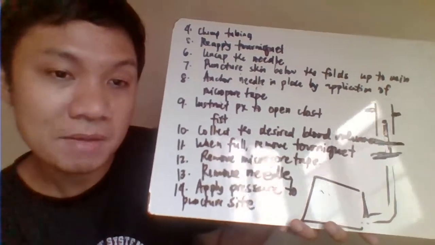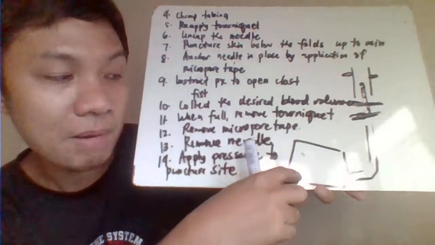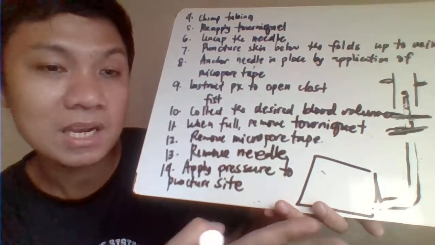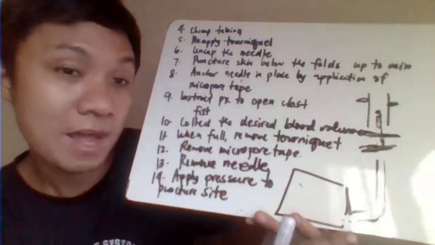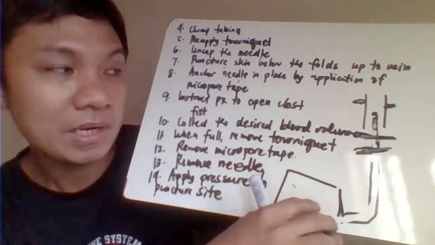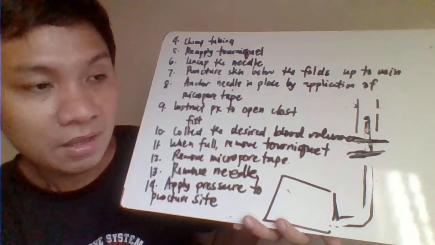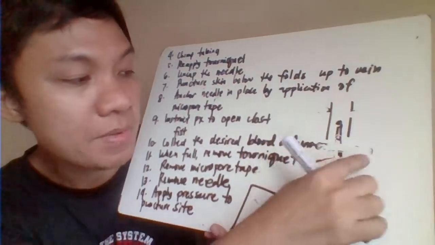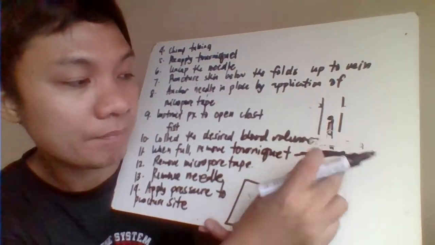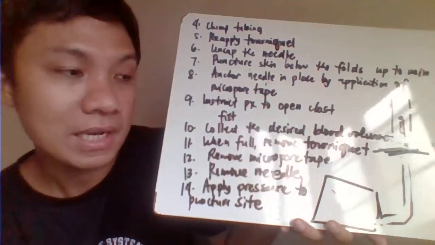Okay, then instruct the patient to open and close his fist. Okay, wait until na mapuno itong blood natin. So, just estimate lang natin. So, pag medyo mataba na siya, puputok na siya, you stop the entire collection procedure. Then after that one, pag nag-stop ka na, remove mo muna ang tourniquet. Okay, then you try to remove your micropore tape here. Okay, then you reapply your clamp. Okay, and then you try to remove the needle here.